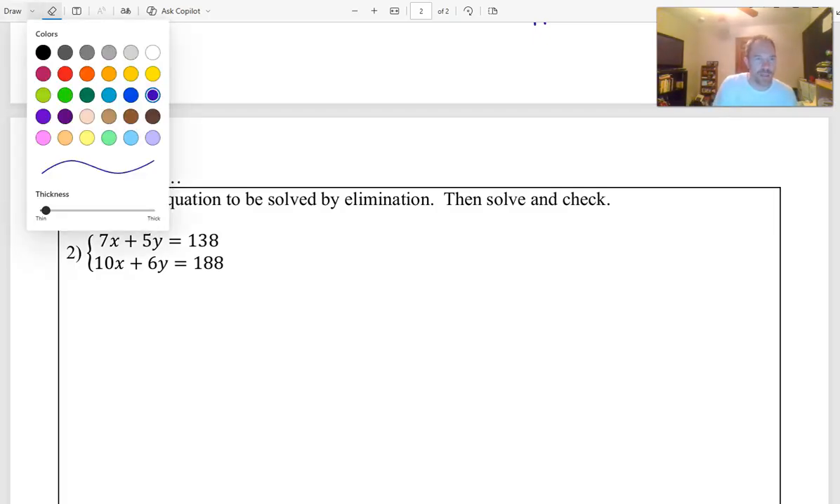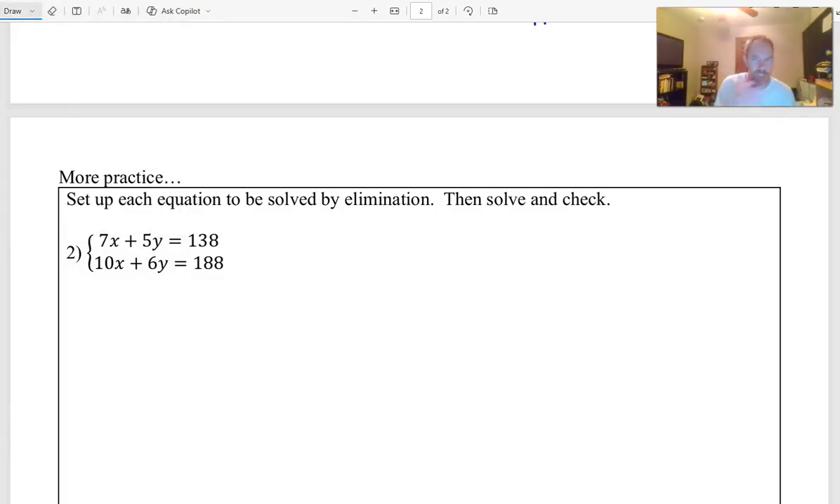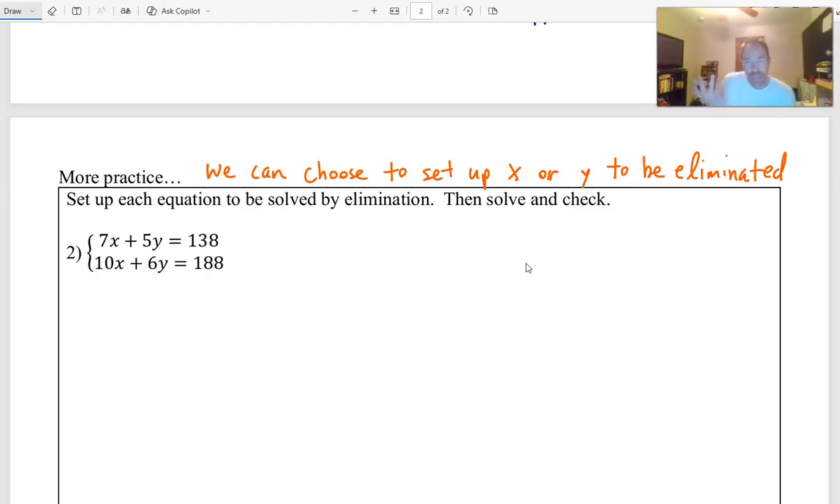So what I'm going to do here is I'm going to set x up for elimination. We could set either one up. And I'm just going to make a note of that real quick. So there you go, up the top there. We can choose to set up x or y to be eliminated. In this example, I'm just going to choose x. It doesn't seem that one is necessarily easier than the other. And I don't know, x being the first variable in each equation, maybe it's just easier there.